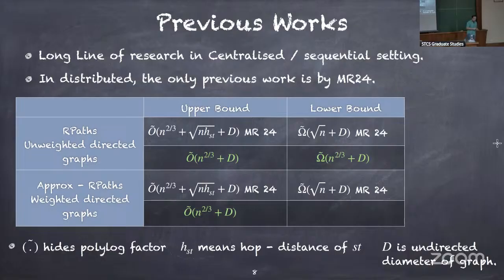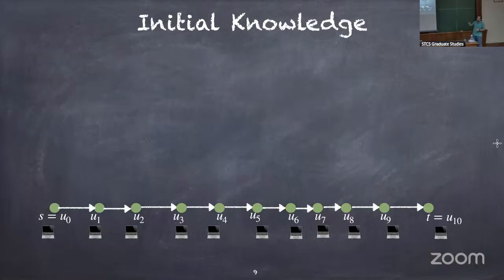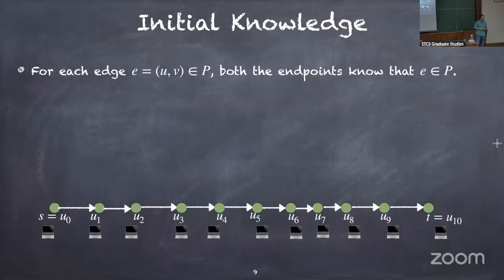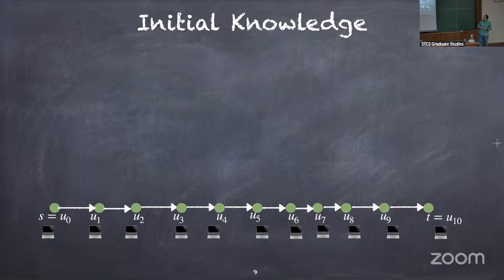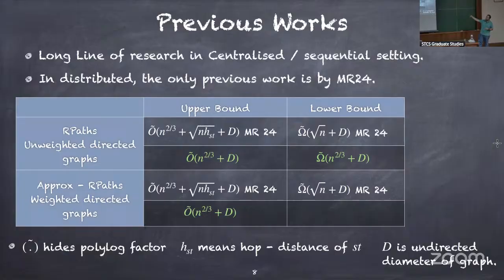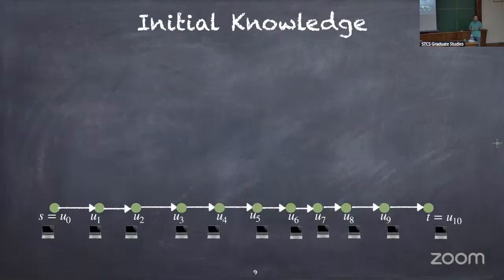So let's discuss the initial knowledge, although we are not actually sure about the 1 plus epsilon approximation there. For the unweighted case, it is exact, not an approximation. For weighted, it is 1 plus epsilon. So let's discuss the initial knowledge at least.